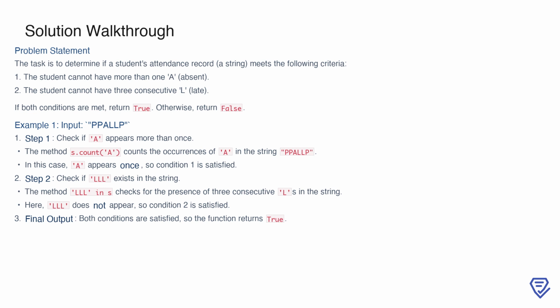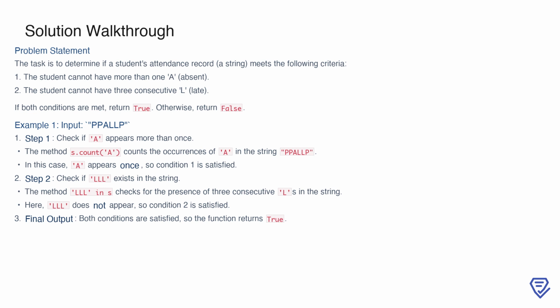For example, consider the input string PPALLP. The first step is to check the count of A. Using the count method, we see that A appears only once in this string, so the first condition is satisfied. Next, we check for the presence of LLL by using the 'LLL' in s condition. In this case, LLL is not found in the string, so the second condition is also satisfied.